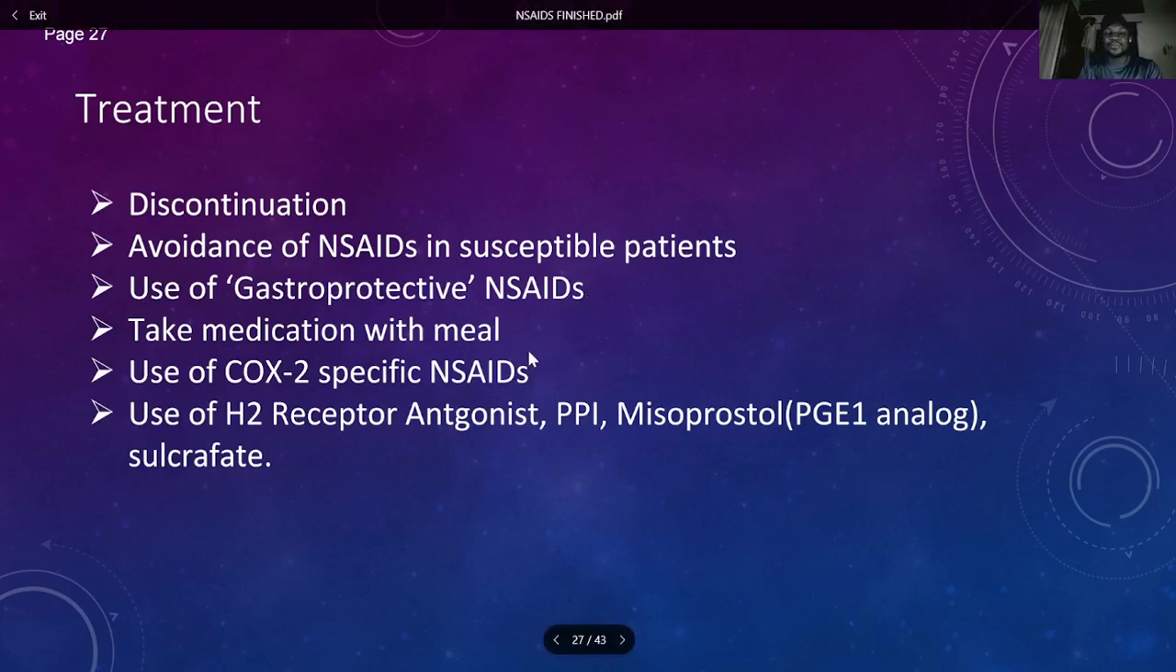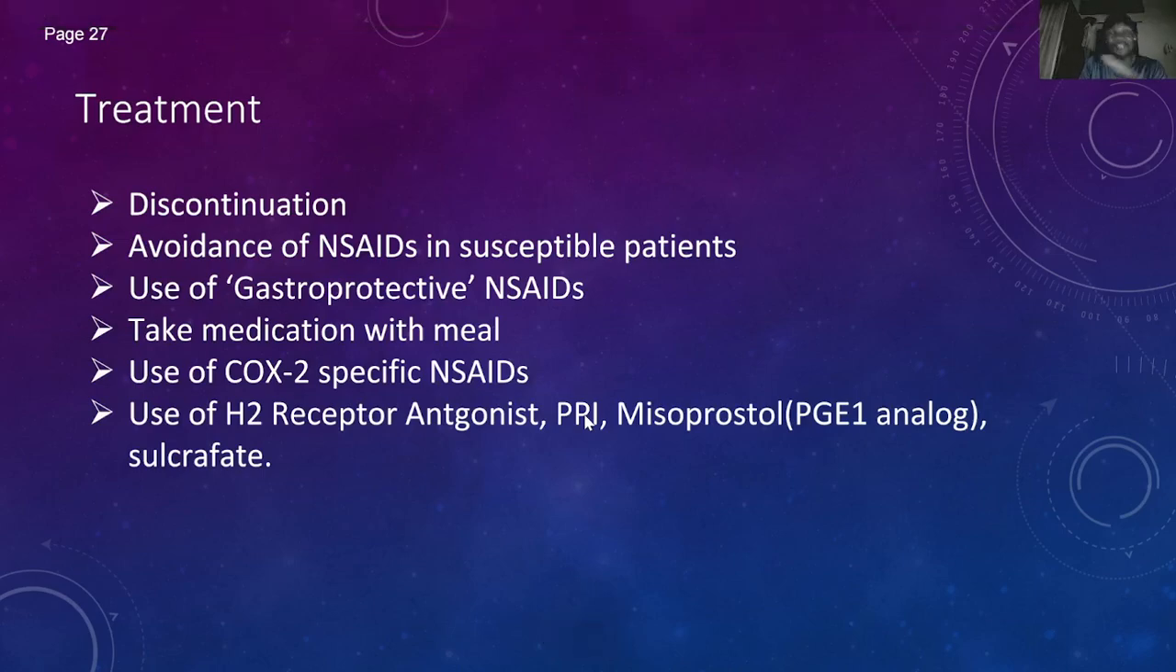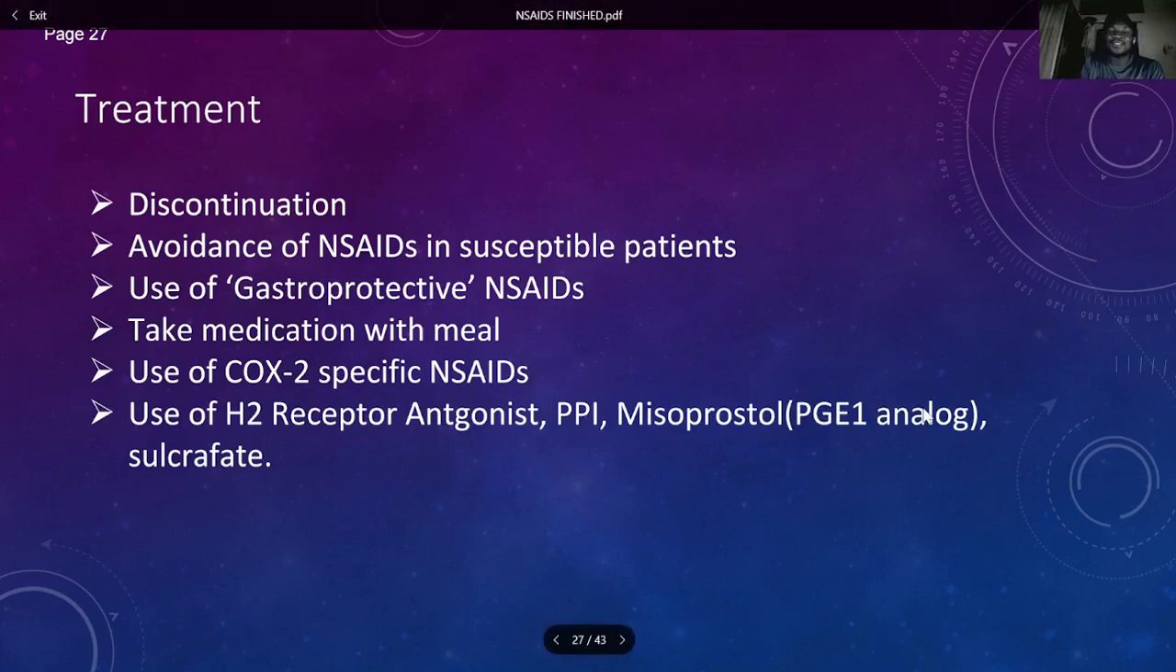Then take medication with meals. Use of COX-2 specific NSAIDs, right? Now, use of H2 receptor antagonists, proton pump inhibitors, misoprostol. Proton pump inhibitors such as omeprazole, lansoprazole, esomeprazole, right? Good. So, prostaglandin E1 analog and sucralfate.